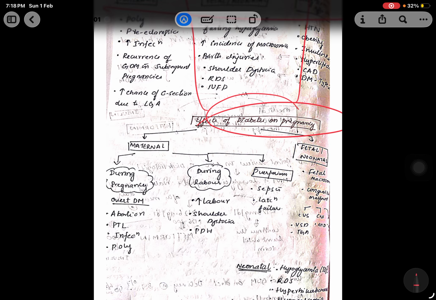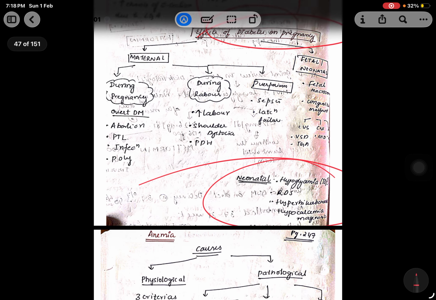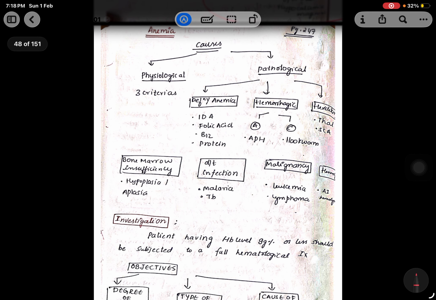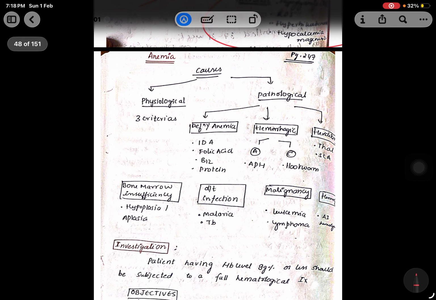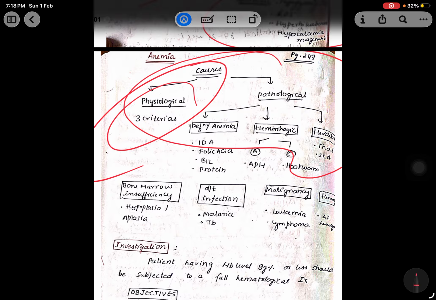Okay, whenever you are writing effects, make sure you write what the effects will be on the maternal side, fetal side, and also neonatal side. An important thing, anemia. First, you need to talk about the most common cause, iron deficiency anemia. But when they ask you about causes, you also have to talk about physiological causes, the 3 criteria which I discussed, and also an RS2 question.